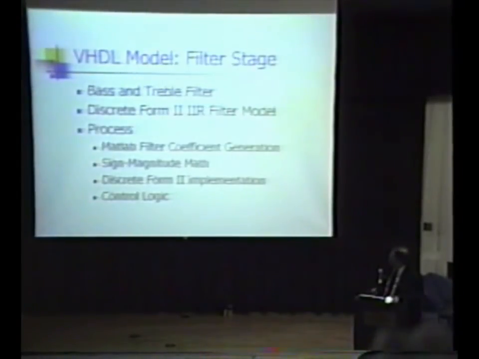Next was the filter stage. I tried to implement a bass and treble filter using a discrete form 2 IIR filter model. The process included generation of MATLAB filter coefficients and using sign magnitude math, because implementing 2 bandpass filters will kill any DC that goes through it.